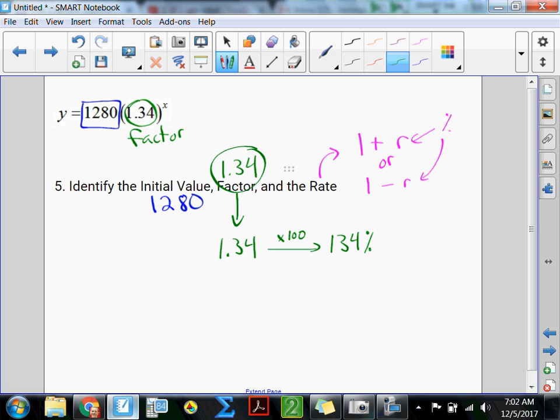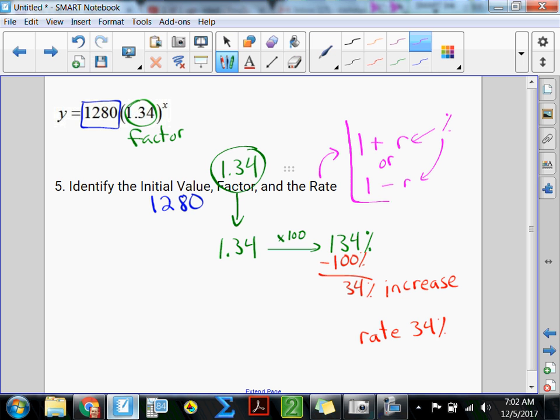So if you had 100% originally to start, and now you have 134%, we can find that the difference is that you increased by 34%. We know it's an increase because it's growth, and so our rate would be 34%. That's one way to deal with it.